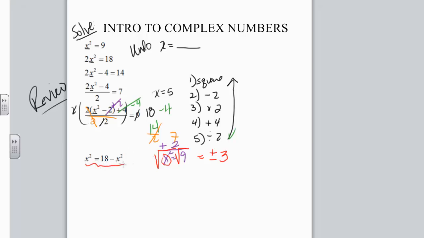Now, if you have a question like this, just look. If I'm solving, x is in 2 different places, but it is of the same likeness. They're both x squared. So I can add an x squared to both sides, and I get 2x squared is equal to 18. Once again, I could divide by 2. x squared equals 9, square root of both sides, x is equal to plus or minus 3. This is shorthand for that. So that will hopefully get you through the first page.